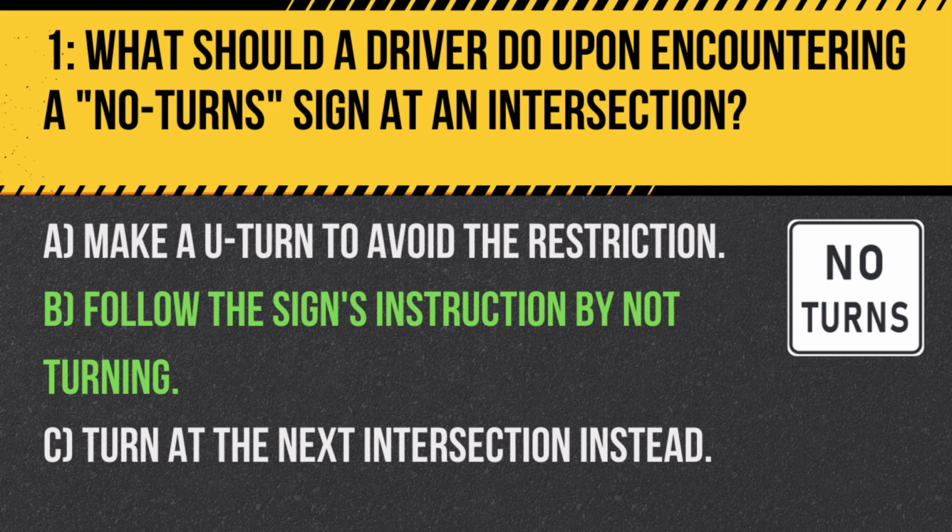Answer. B. Follow the sign's instruction by not turning. A no-turn sign indicates that turning is prohibited at the intersection, and drivers must continue straight.